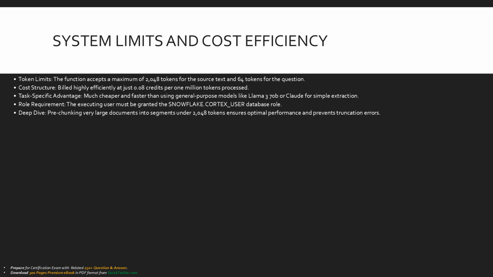On the top left, we have the source text block capped strictly at 2,048 tokens. We combine that with the question block, which is capped at 64 tokens. These tightly controlled inputs flow down into our cost block, resulting in the highly efficient pricing of 0.08 credits per million tokens. This strict parameter management is exactly why this function operates so swiftly.